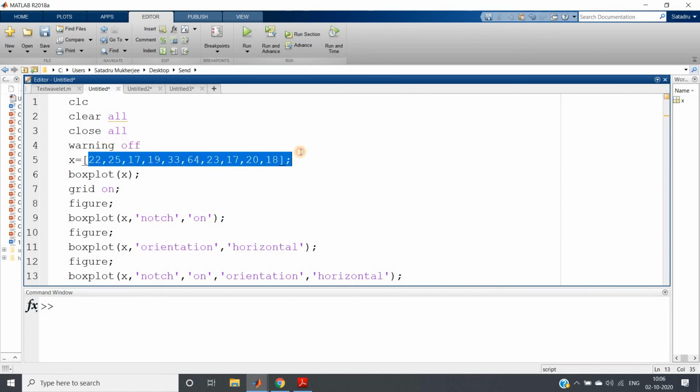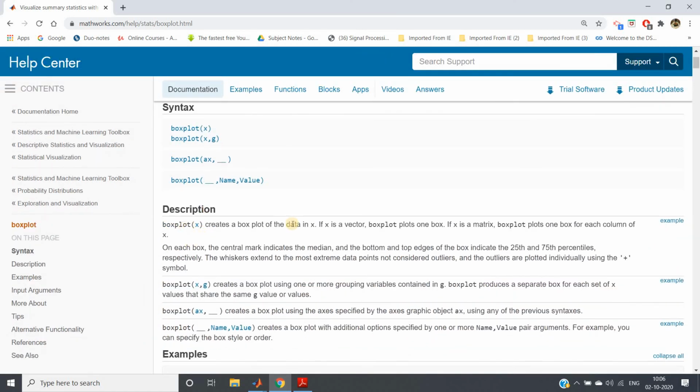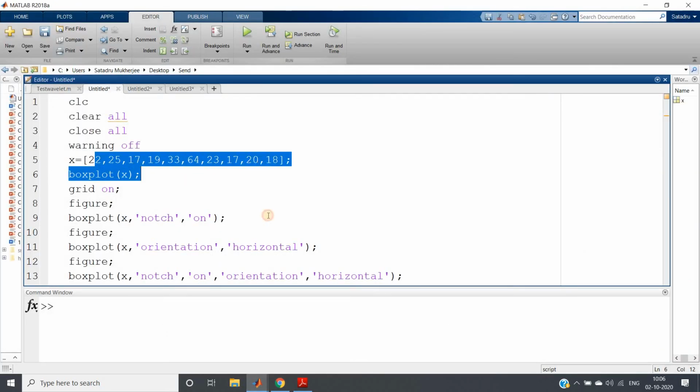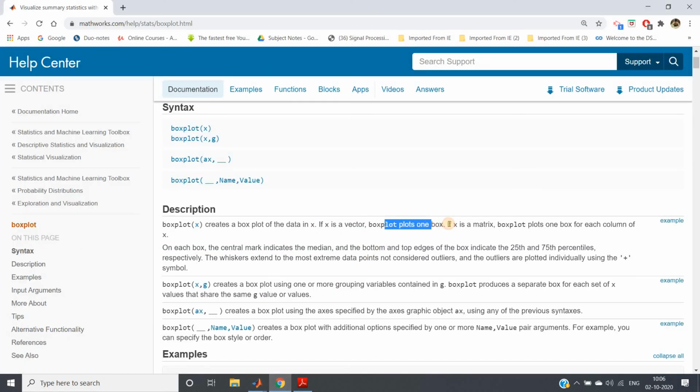Now generally in machine learning or data science projects, our data is not going to be an array, it is in a matrix or table format where some independent features are there, and we need to apply statistical measurements and do data analysis on that, right? If you check the box plot documentation, it creates a box plot of our data. If x is a vector, like I have shown you in this explanation, box plot plots one box. If x is a matrix, like a table, which is generally what we deal with in data science projects, box plot plots one box for each column of x. So for each independent feature you will get a different box plot.